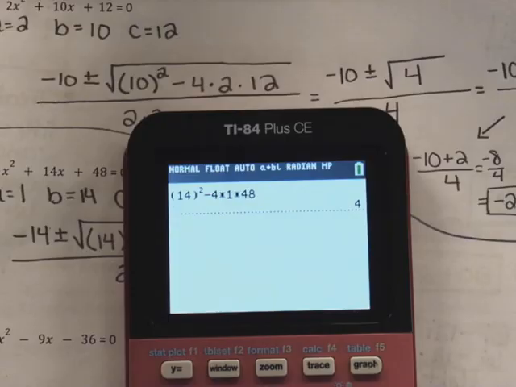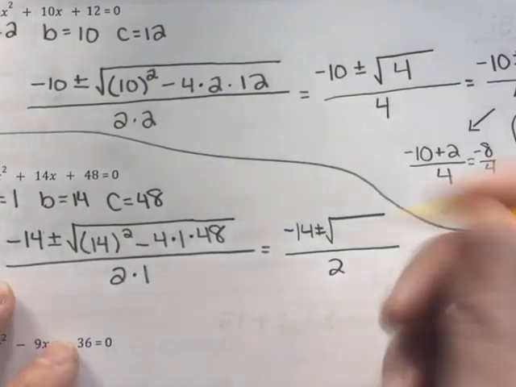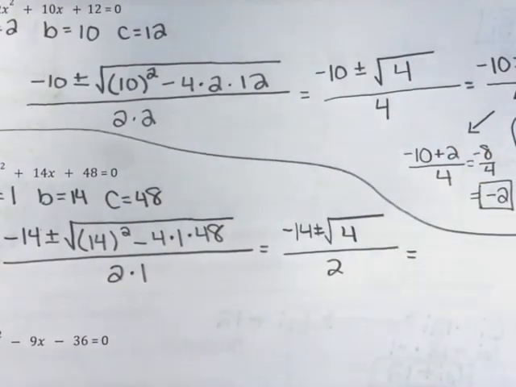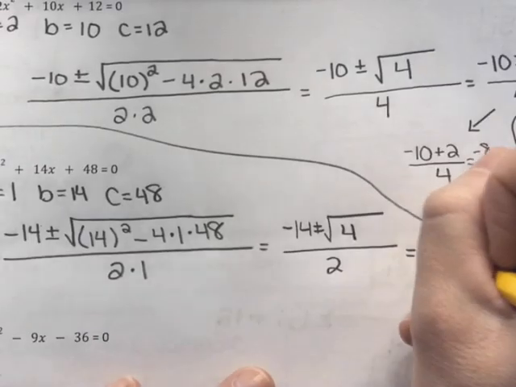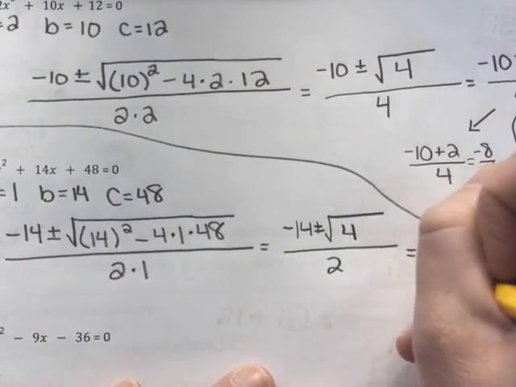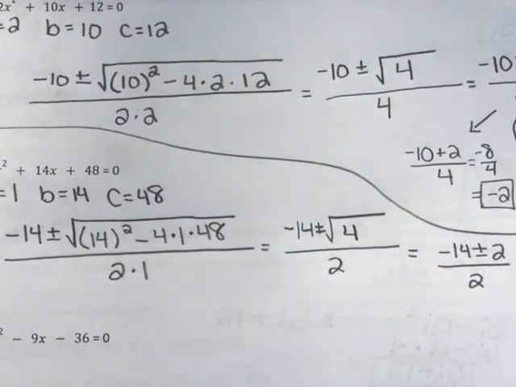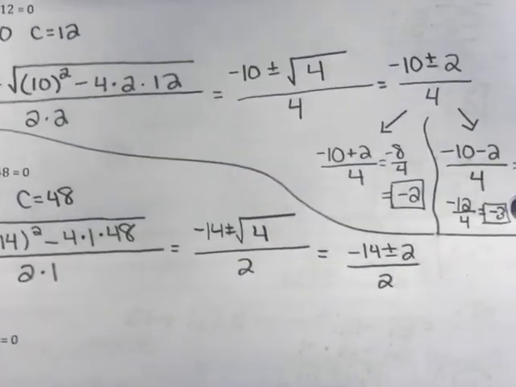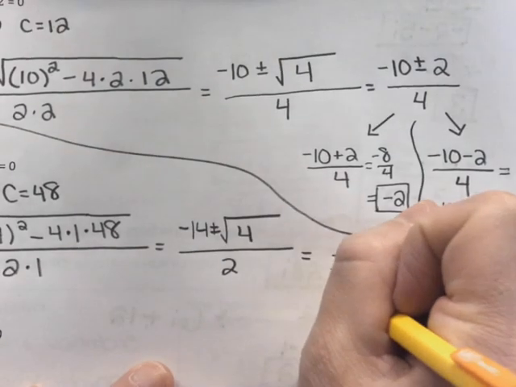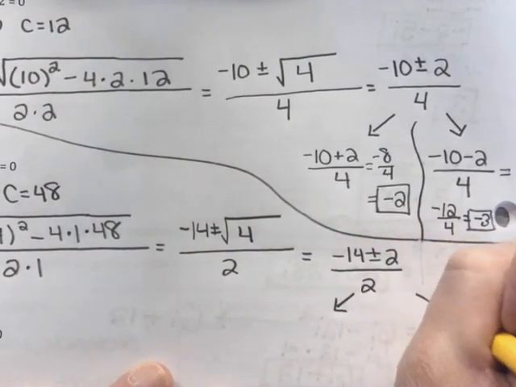Did we all get 4 again? Yes? Okay. All right, so this is the 4 under here. What do we know the square root of 4 is? 2. So I have negative 14 plus or minus 2 over 2. Okay. Can I pick my favorite sign and just do positive? No, we got to try both, right? So we're going to split off.